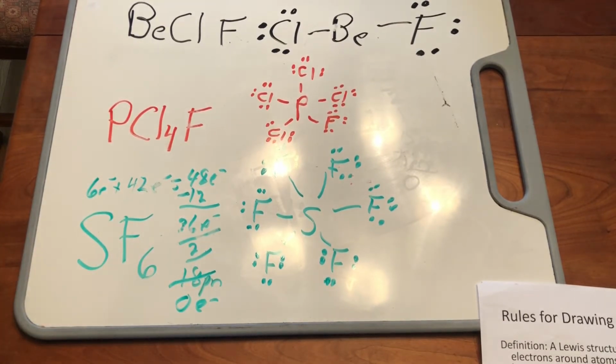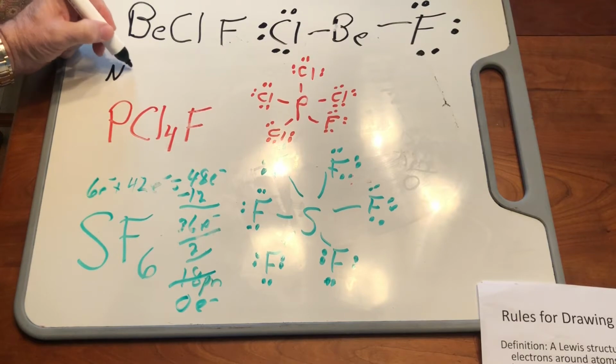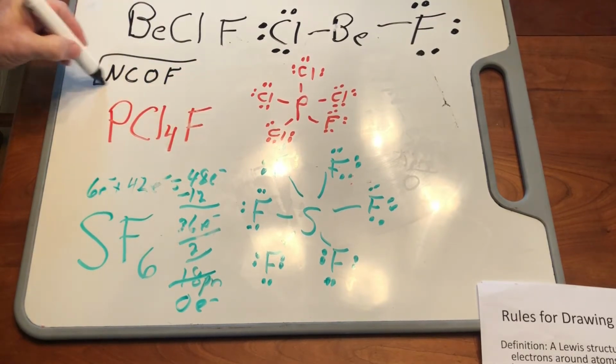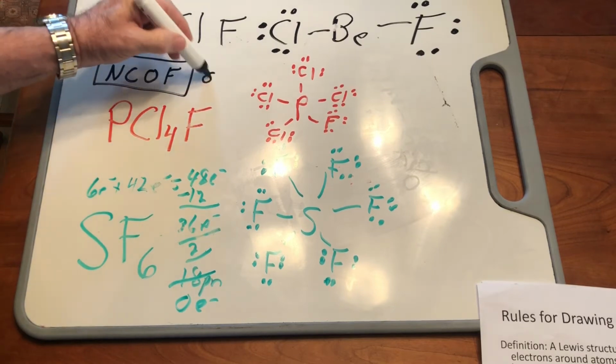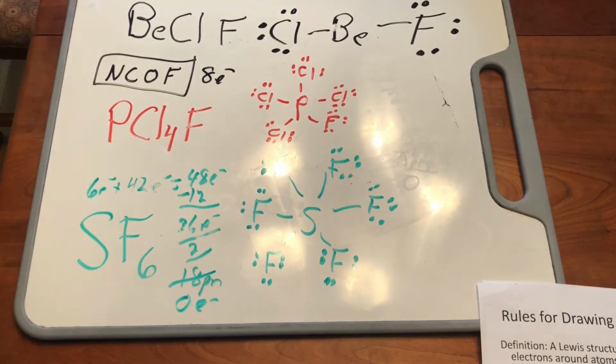Now, I do want to point out one more thing that's important. When we're talking about exceptions, there are some atoms that will never have an exception. So, nitrogen, carbon, oxygen, and fluorine. These will always have 8 valence electrons. And that's kind of helpful for you to know. All right?